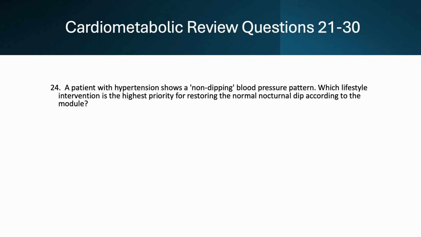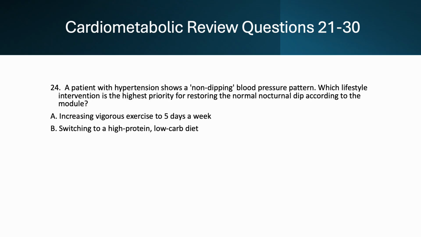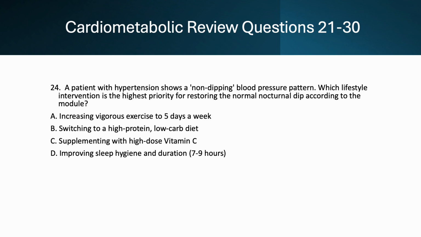Question number 24. A patient with hypertension shows a non-dipping blood pressure pattern. Which lifestyle intervention is the highest priority for restoring the normal nocturnal dip, according to the module? A. Increasing vigorous exercise to 5 days a week. B. Switching to a high-protein, low-carb diet. C. Supplementing with high-dose vitamin C. D. Improving sleep hygiene and duration, 7 to 9 hours.